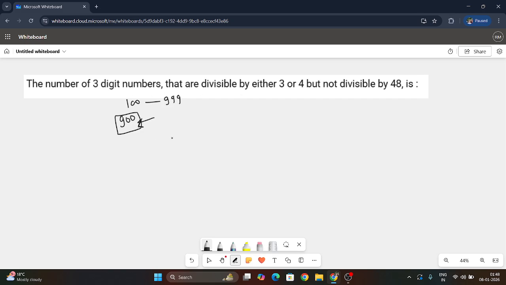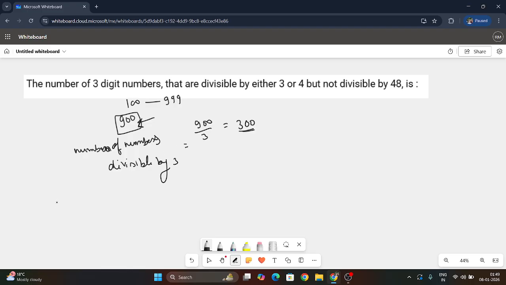So how many numbers are divisible by 3 between 100 and 999? Let's do 999 divided by 3, and this is going to be 300. So the number of numbers divisible by 3 is 300.